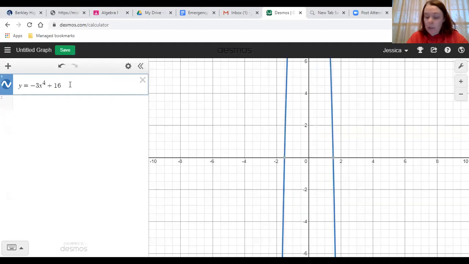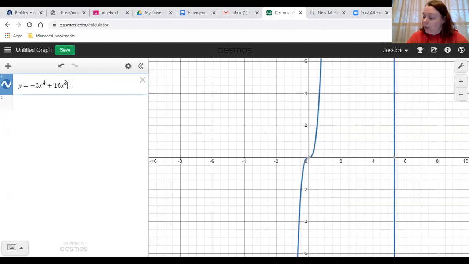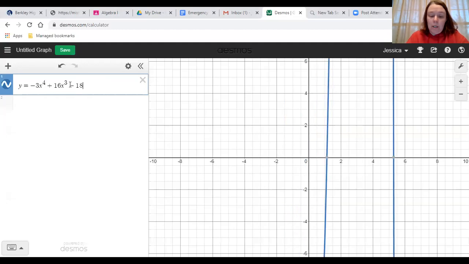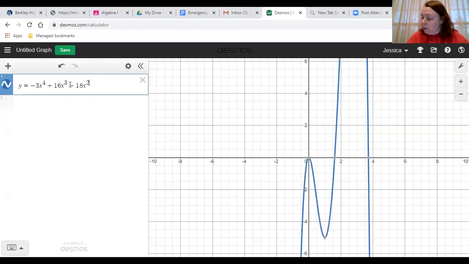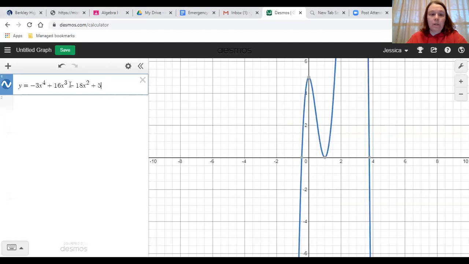All right, 16x to the third, and then minus 18x squared, and then plus 5. Whoops, 5. Let's make sure I type that in right. Looks like it. Okay, so where are the zeros? So again, if I were in the Inspire, I would just do the analyze graph business. So at -0.442, another one at 1, another one at 3.775. I'm just jotting down those ordered pairs so I don't forget them.